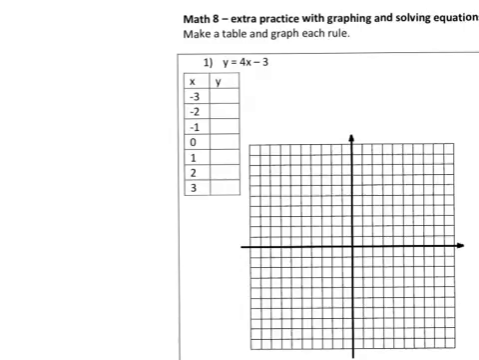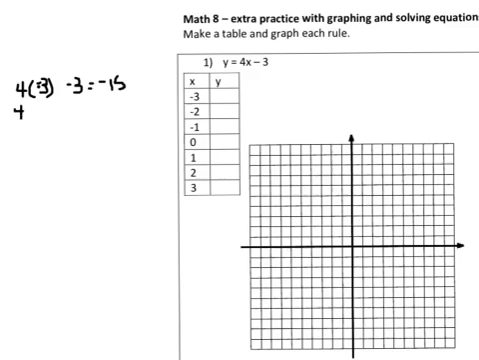For number 1, the first thing that we have to do is figure out the values in the table for y. So in order to do that, we take our equation y equals 4x minus 3, and then we plug in each of these x values here into that equation for x. So the first one is going to be 4 times negative 3 minus 3. So that's negative 12 minus 3, and that's negative 15. And you continue that throughout the whole table.